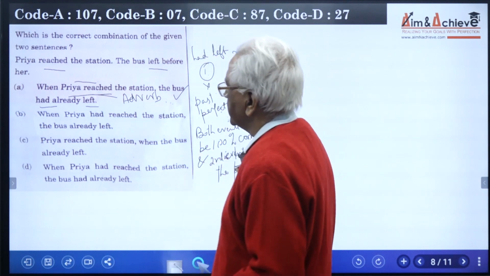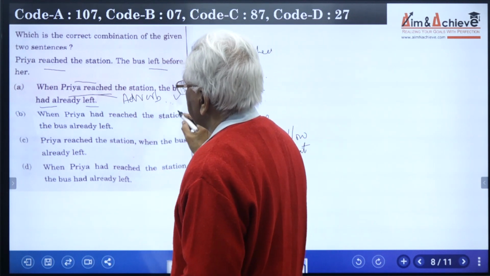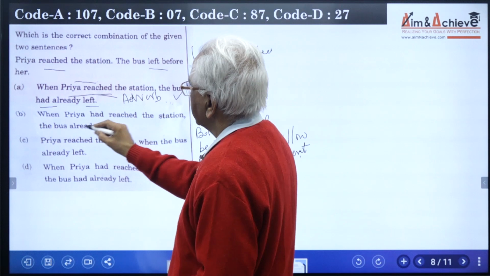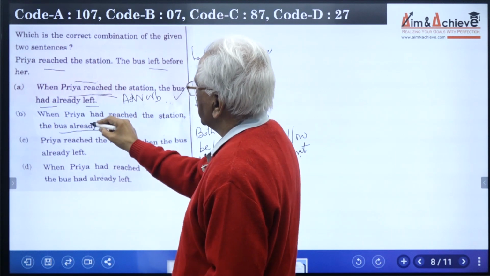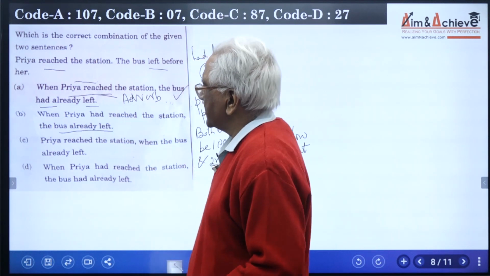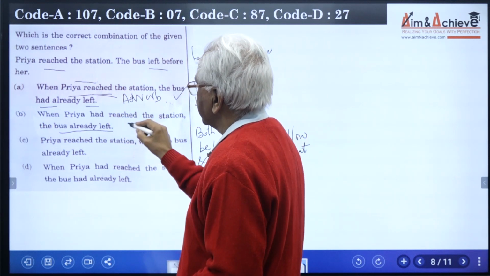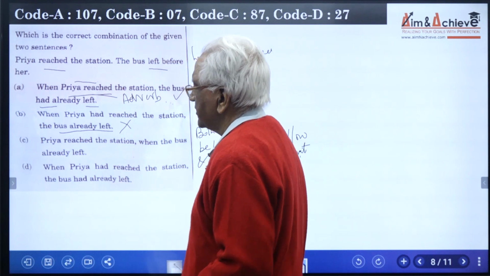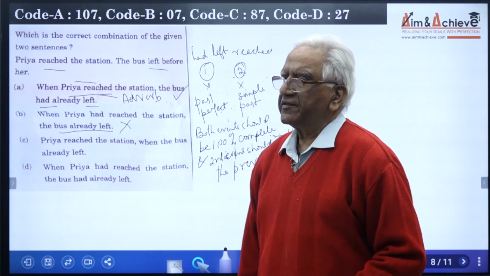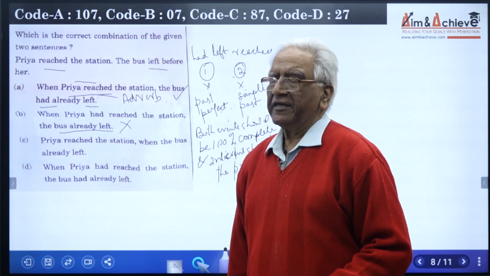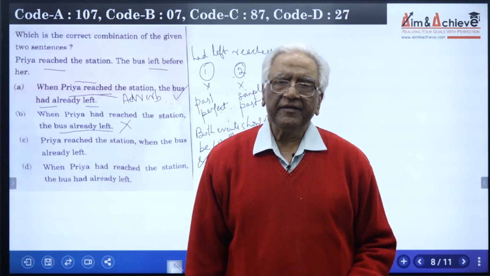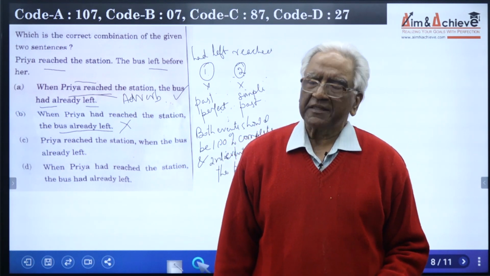Let us read the other options. When Priya had reached the station, the bus already left. The bus has left earlier, so for that we can't use simple past. And here it is had reached. He has reversed the tenses, which is grammatically incorrect, because the tenses follow the sequence of events, with the first event being in past perfect and the second event being in simple past.